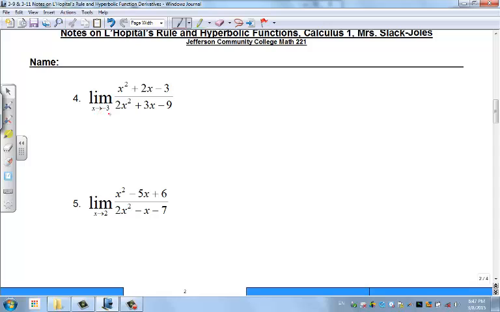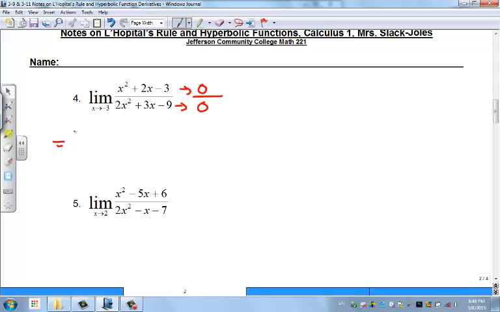I have the limit as x approaches negative 3 of x squared plus 2x minus 3 over 2x squared plus 3x minus 9, so let's plug them in. So if I put a negative 3 in here, I get negative 3 squared plus 2 times negative 3 minus 3. That approaches 0. In the bottom, I get 2 times negative 3 squared, so that's 2 times 9, which is 18, plus 3 times negative 3, which is minus 9, so that's 18 minus 9 is 9, and then we minus the 9 at the end, so that approaches 0 as well. So we have something approaching 0 over 0, so we go ahead.